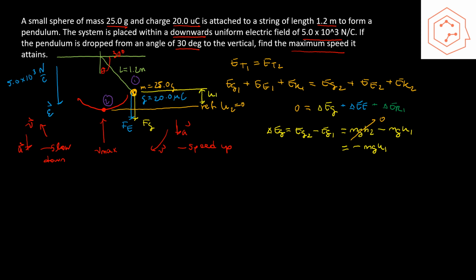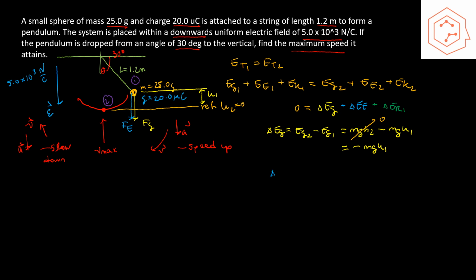And you can see that that means the change in the gravitational potential energy is negative, which makes sense because we're going from a higher position to a lower position. And this also means that we have a transformation of gravitational potential energy to kinetic energy, which is why we expect the kinetic energy to go up and the speed to go up.